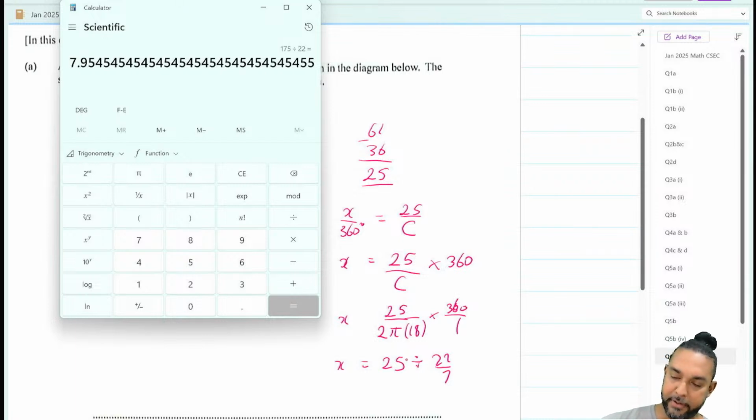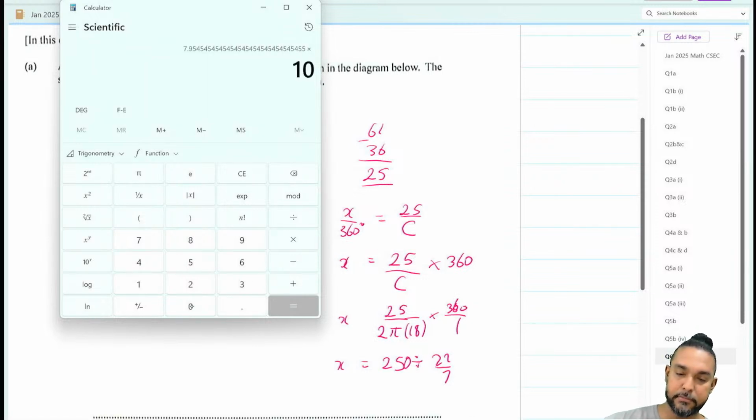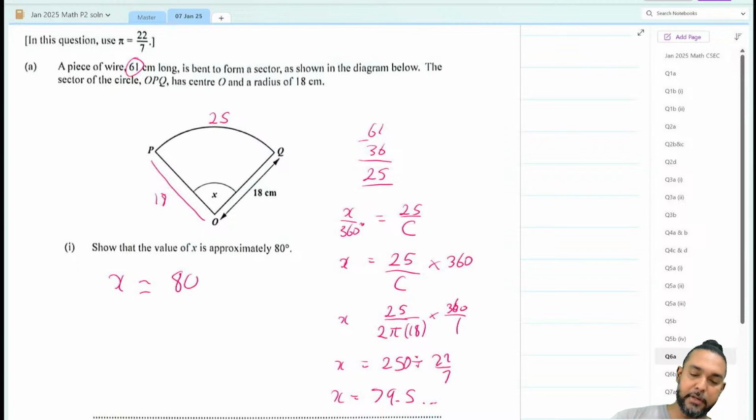Sorry, this should be 250. My bad. 250 divided by that. I forgot I multiplied it by 10. Yeah, so 9.5. So yeah, x is approximately 80 degrees. Cool.